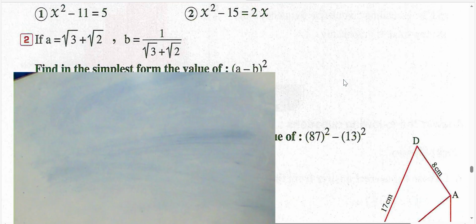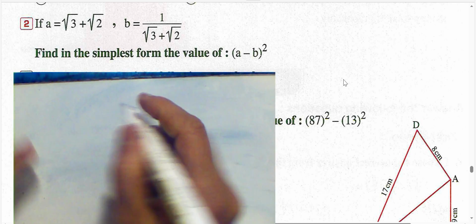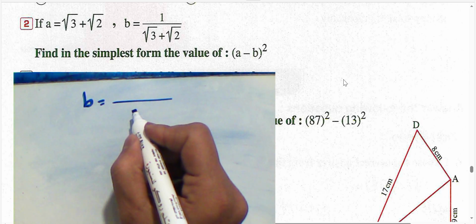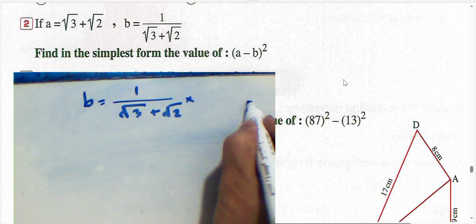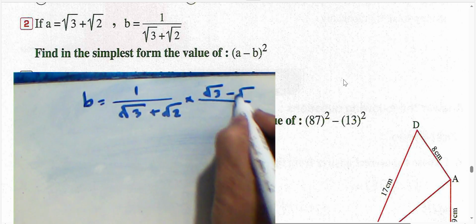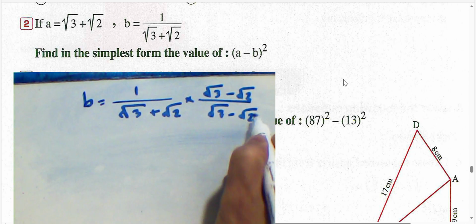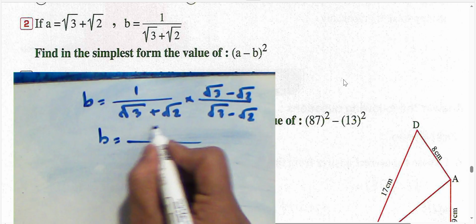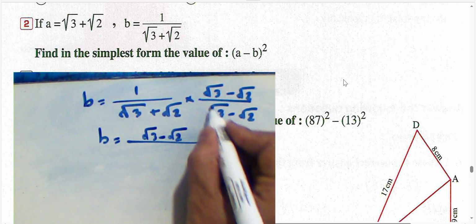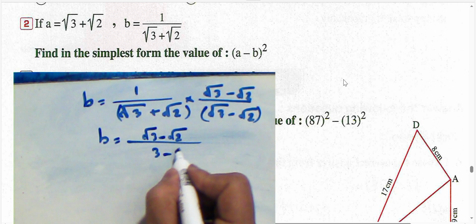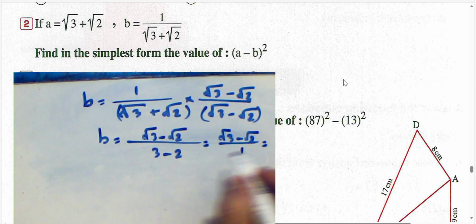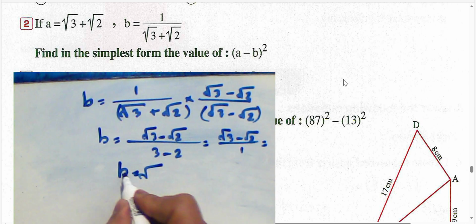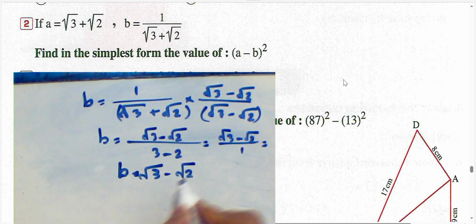Number 2, we have A and B. First step, we must simplify B because the denominator, the expression root 3 plus root 2, is irrational. We can multiply by root 3 minus root 2 on top and bottom. The value of B equals root 3 minus root 2, multiplying first by first and second by second. The result will be root 3 minus root 2 over 1, so the value of B equals root 3 subtract root 2.